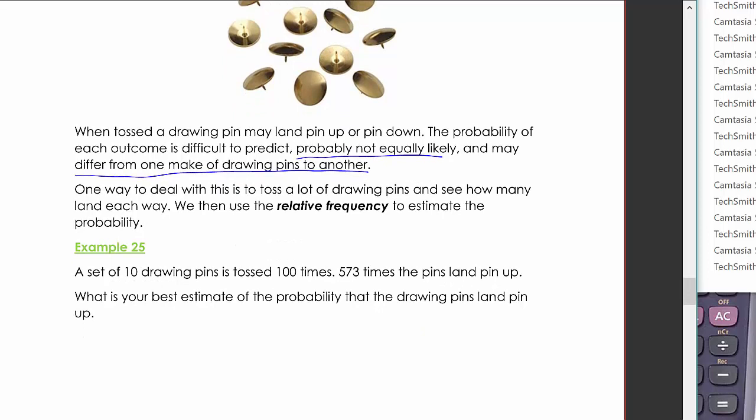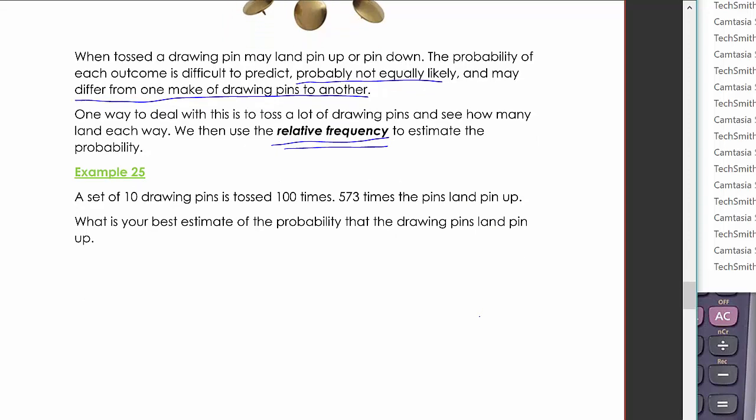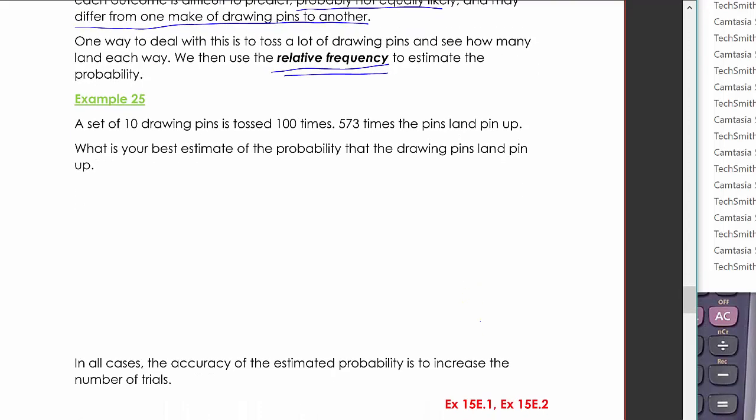So one way to deal with this is to toss a lot of drawing pins and see how many land each way. We then use what's known as the relative frequency to estimate the probability, and we'll look at that in the example that follows here. So we've got a set of 10 drawing pins, and we're going to toss them 100 times. So in total, that's the same as tossing 1,000 pins, 10 pins 100 times.